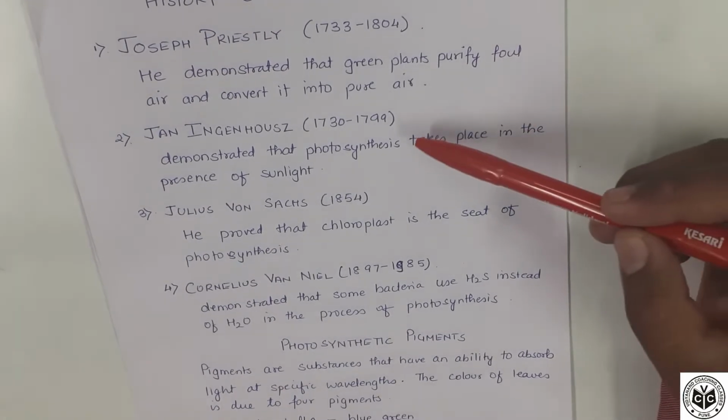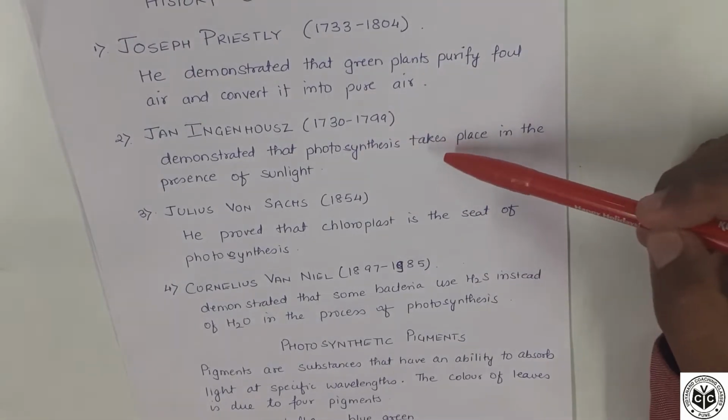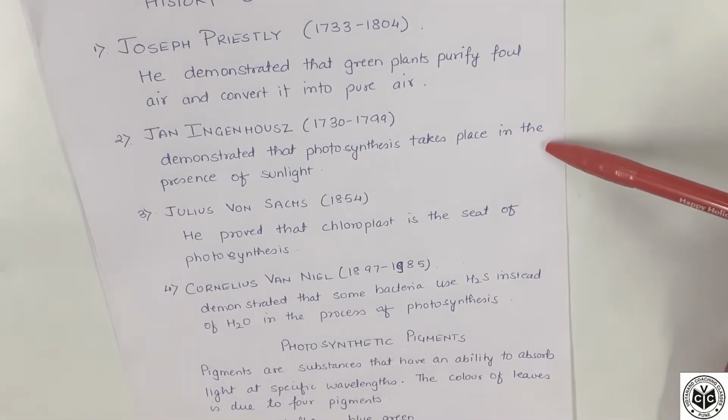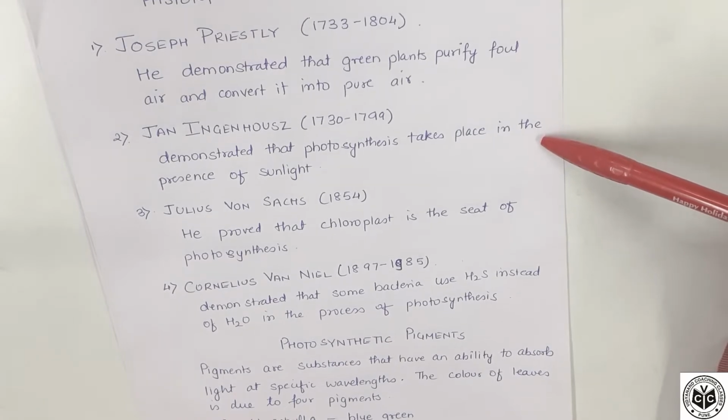The second one is Jan Ingenhousz. He demonstrated that photosynthesis takes place in the presence of sunlight. That means sunlight is essential for photosynthesis, and he demonstrated it through various experiments.